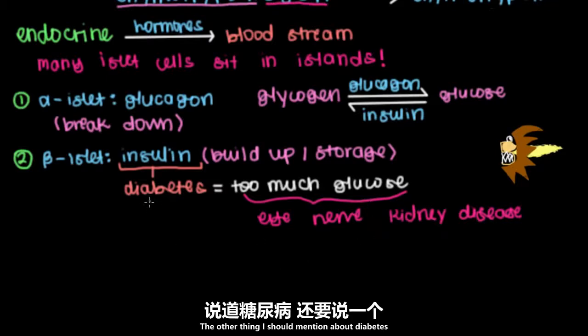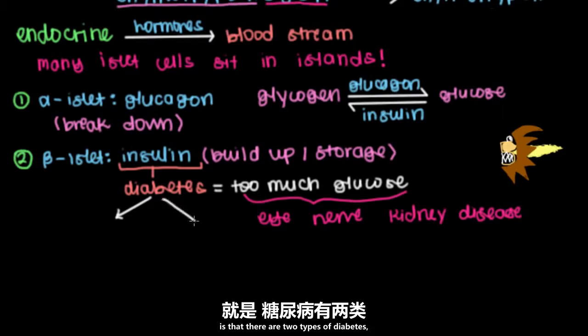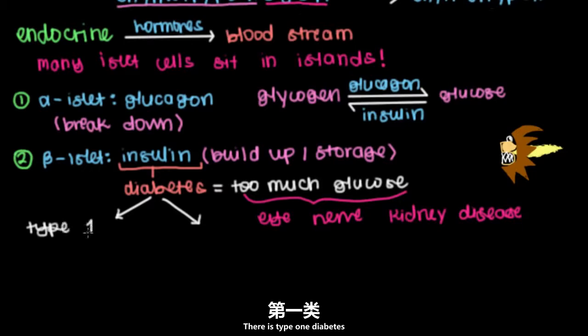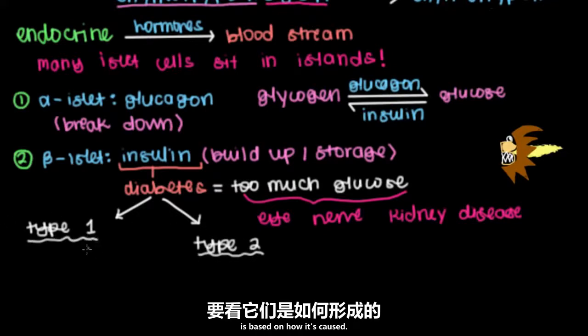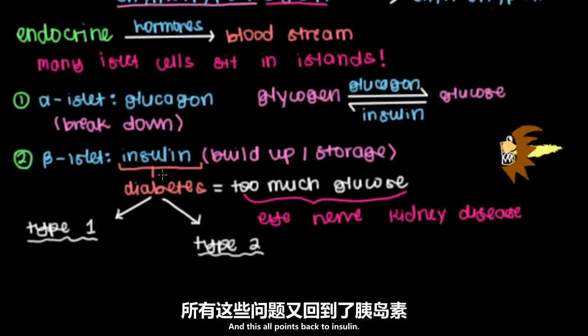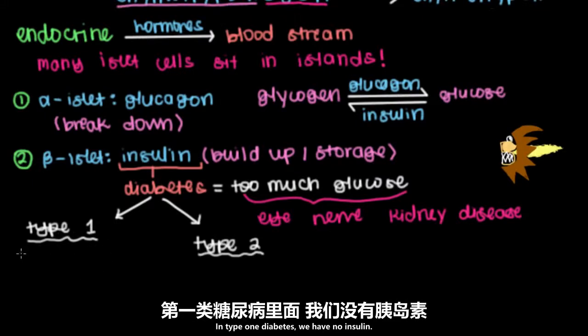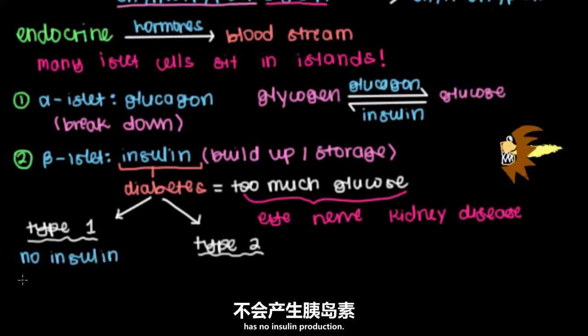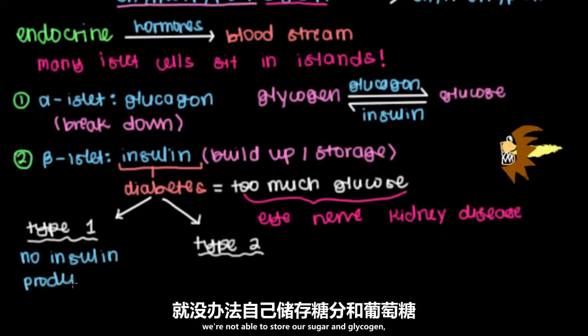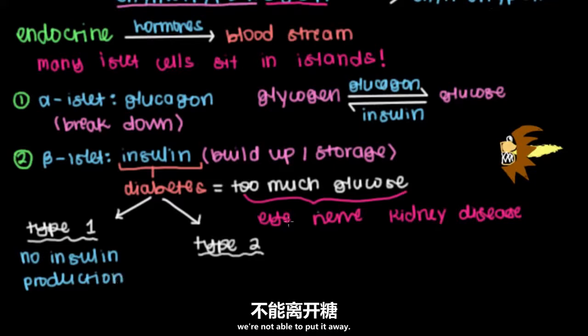The other thing I should mention about diabetes is that there are two types of diabetes. There is type 1 diabetes and there is type 2. And the way you differentiate type 1 versus type 2 diabetes is based on how it's caused. And this all points back to insulin. In type 1 diabetes, we have no insulin. So the person that has type 1 diabetes has no insulin production. And because of that, we're not able to store our sugar in glycogen. We're not able to put it away. And so we have it all over the place that causes eye, nerve, and kidney disease, among other complications.